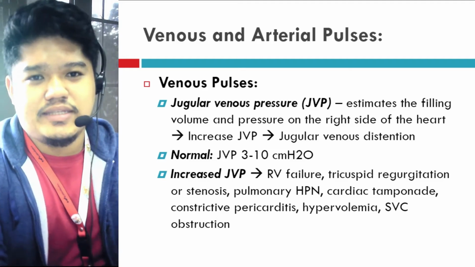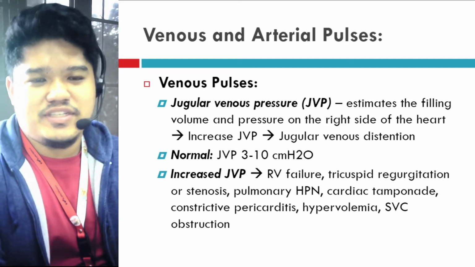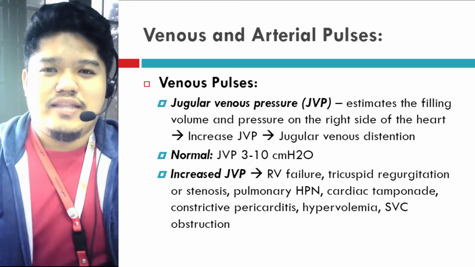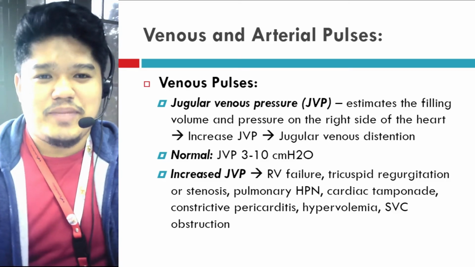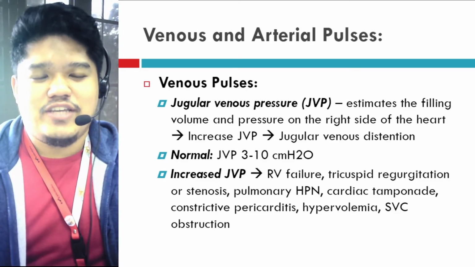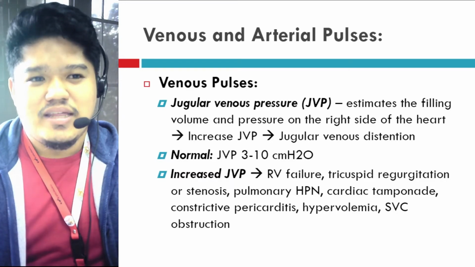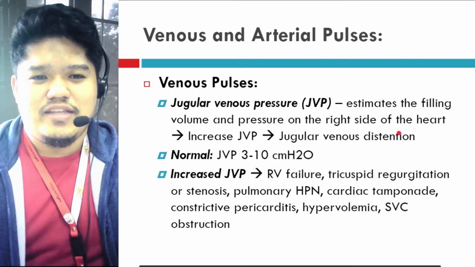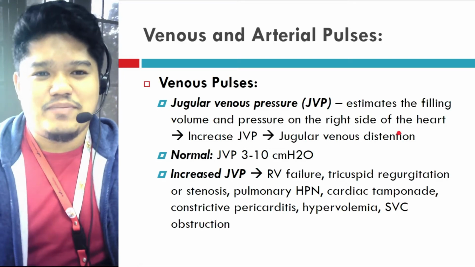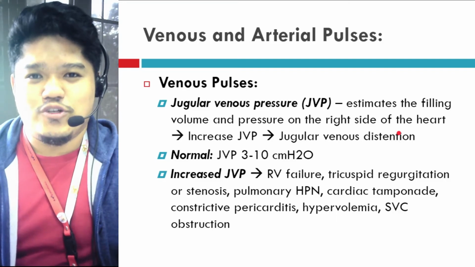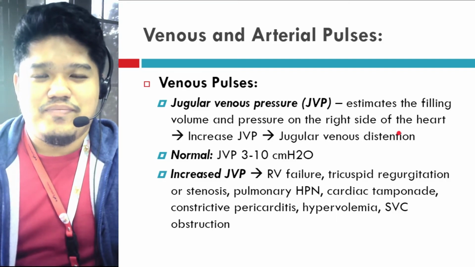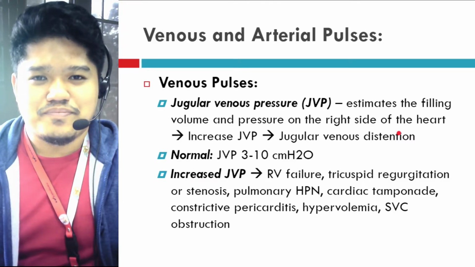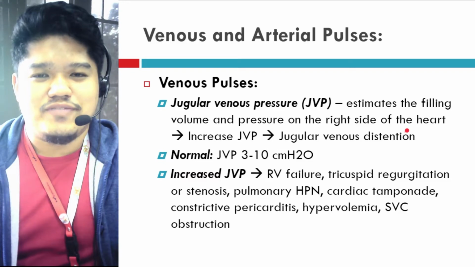At this point, let us assess the venous and the arterial pulses. For the venous pulses, we take note of the assessment of the neck veins of your patient, especially the JVP or the jugular venous pressure. This estimates the filling volume and the pressure on the right side of the heart, and usually if there is an increase in the pressure, there could be an increase in the jugular vein pressure. So there is a presence of jugular vein distension found on the anterior portion near the lateral portion of the neck.